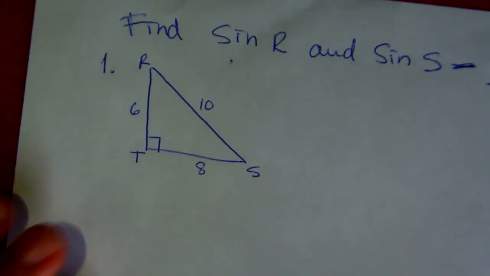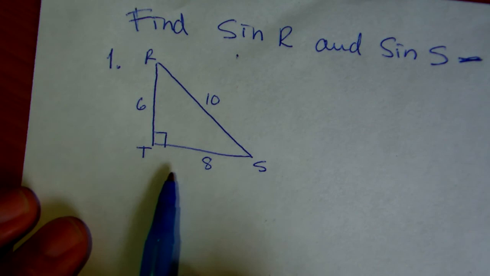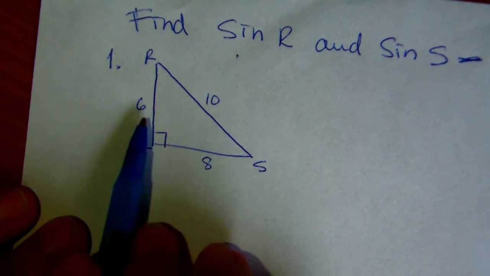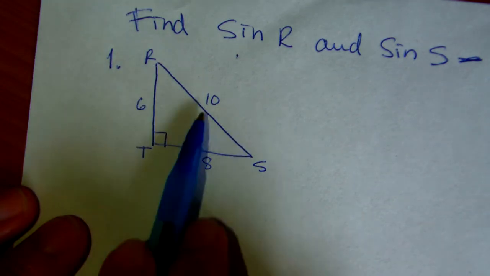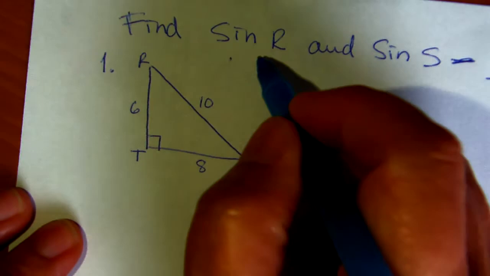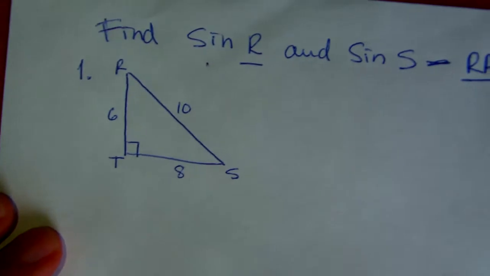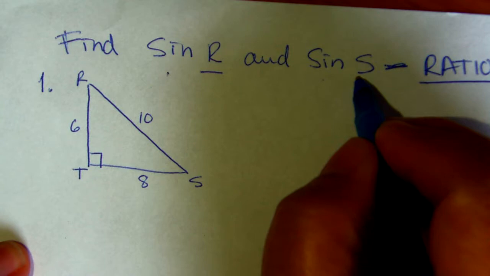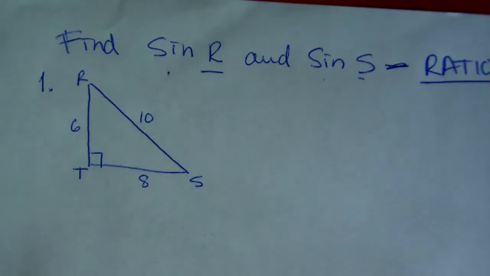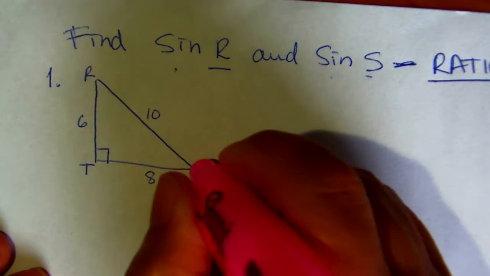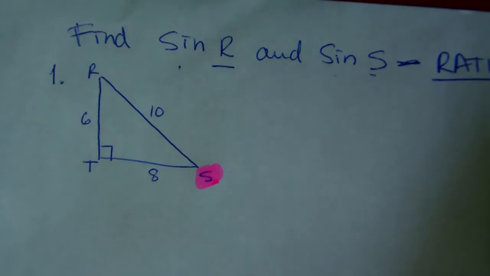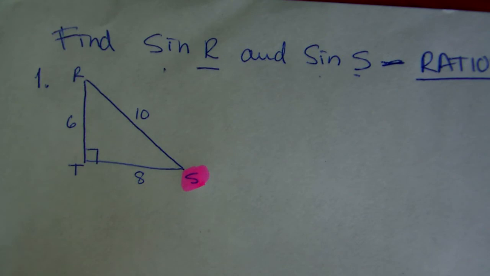So on the first exercise, number 1, you have a triangle with 2 legs. One leg is 6, another leg is 8, and the hypotenuse is 10, okay? So they're asking us to find the sine of angle R and the sine of angle S. I'm going to highlight angle S, okay? All right, so what is the first thing that we're going to do?